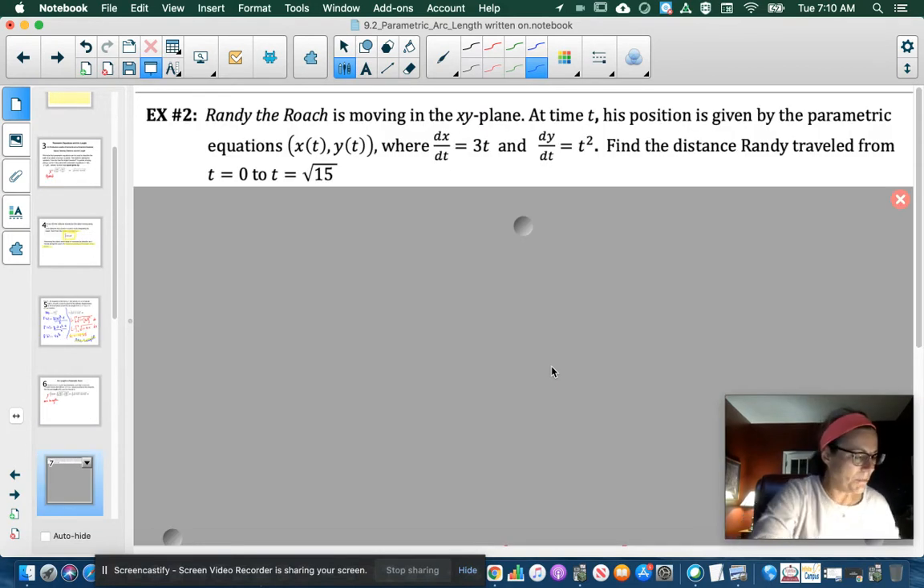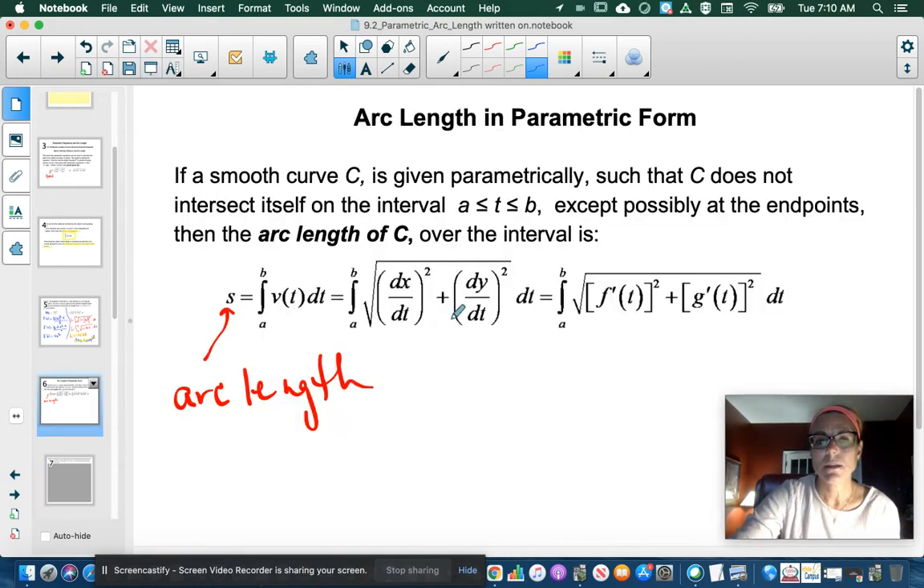Here's our first example dealing with parametric. Randy the Roach is moving in the xy plane. At time t, his position is given by the parametric equations, where dx/dt equals 3t and dy/dt equals t squared. Find the distance Randy traveled from 0 to root 15. So find the distance. Distance is arc length. So I'm going to use this right here.